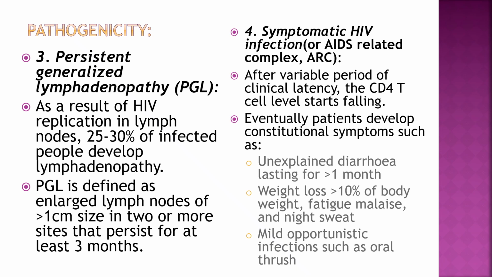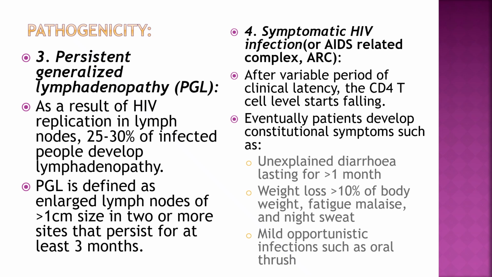Third is persistent generalized lymphadenopathy. As a result of HIV replication in lymph nodes, 25 to 30% of infected people develop lymphadenopathy. PGL is defined as enlarged lymph nodes of more than 1 centimeter in size in two or more sites that persist for at least 3 months.